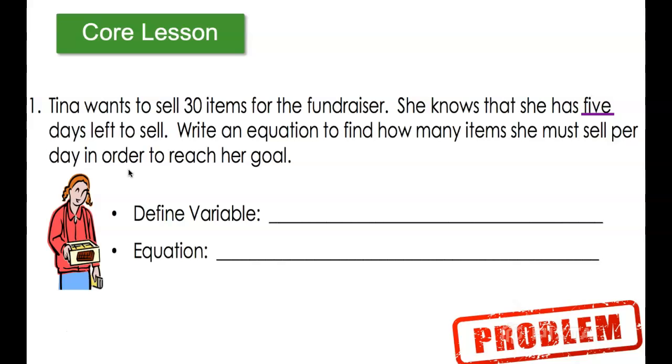Okay, so here I'm going to underline 30 items, 5 days. These are the important ones. And then the blue one is the unknown value. So for my unknown value, I'm going to use x, and that will represent the number of items per day. Okay, so now I'm going to build the equation.